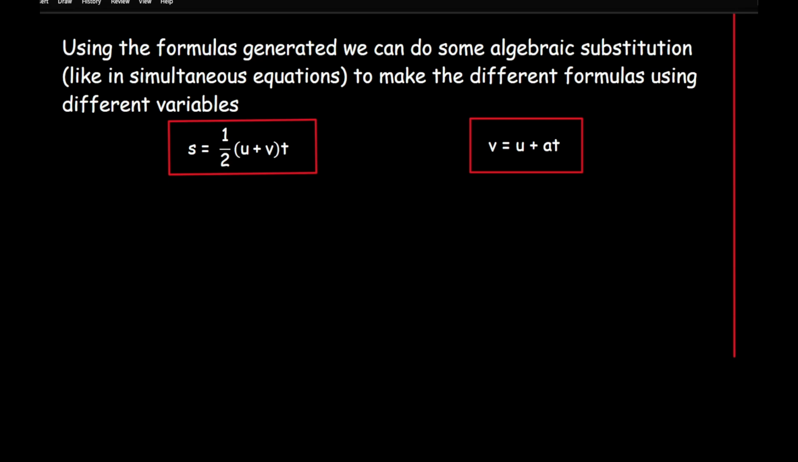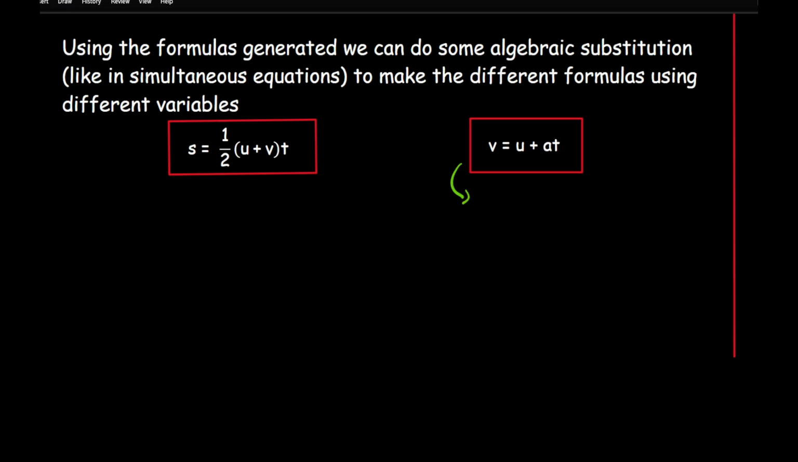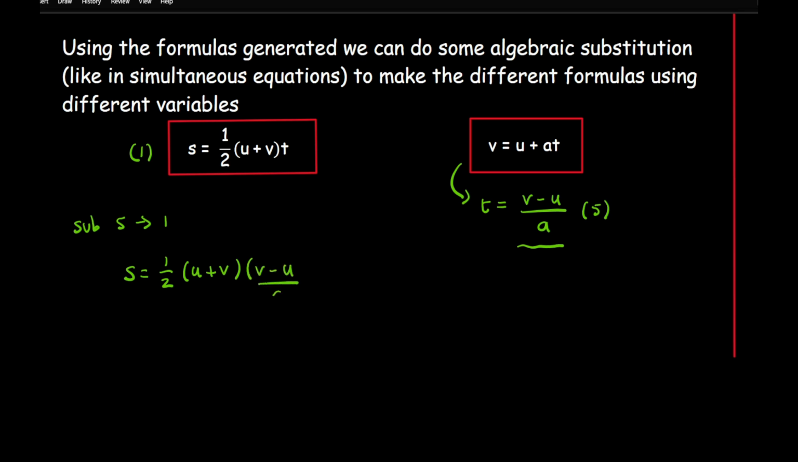Now lastly, if I take that formula 2 again, our velocity formula, and do a bit of rearranging, this time let's make t the subject. If I make t the subject, I'm going to get v minus u all over a, and let's call this one number 5. So again, if I substitute 5 into my equation 1, then what I'm going to end up with is s equals a half (u plus v), and instead of writing t, I'm going to write v minus u over a.